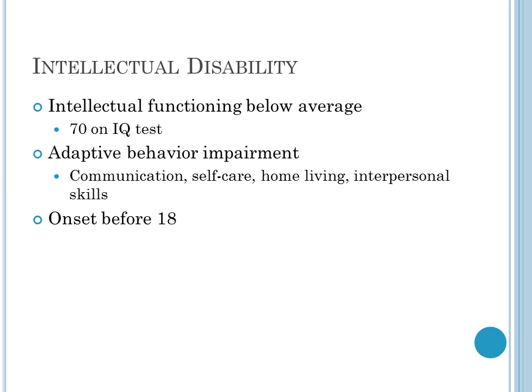There also needs to be some kind of impairment in adaptive behavior. For an individual to get this diagnosis of intellectual disability, they have to have some kind of problem in communicating with other people, in caring for themselves, in living at home, or in interpersonal skills. And then finally, the onset has to happen before the age of 18. If onset happens after the age of 18, then it is not given as a diagnosis of intellectual disability. You would give someone a diagnosis of something about brain injury or something like that.